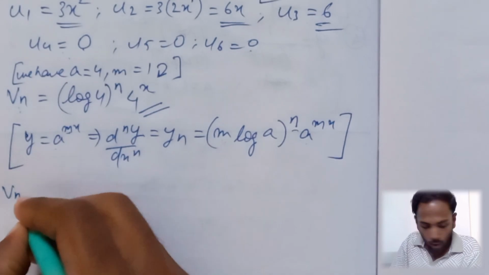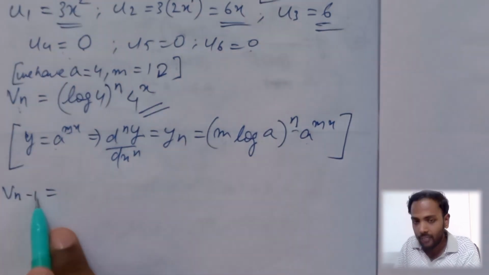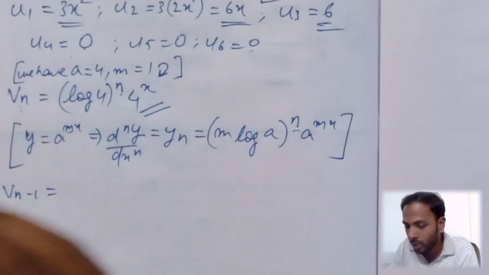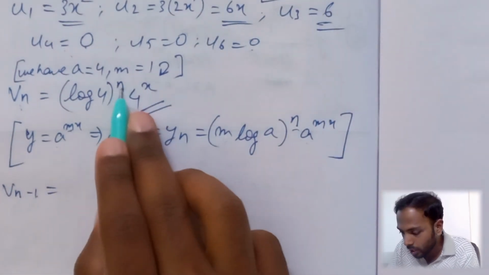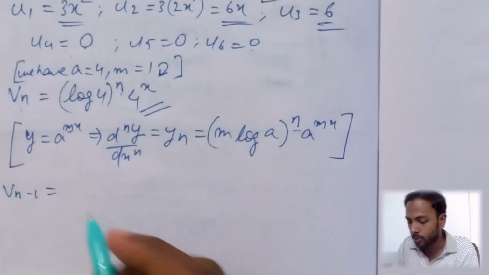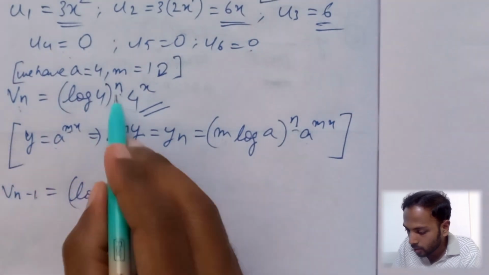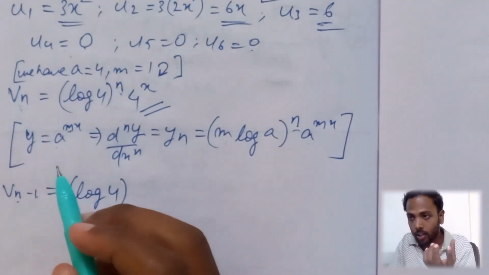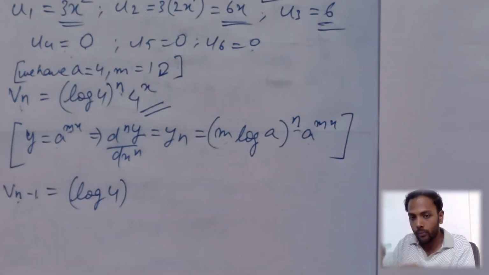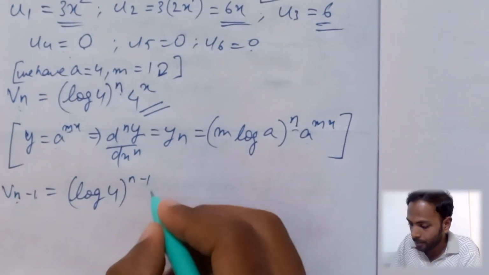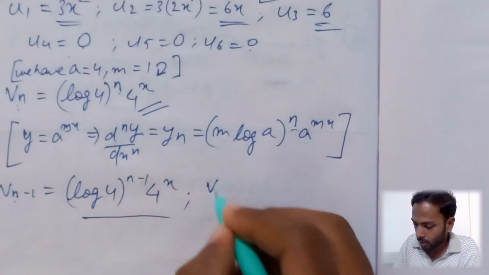Quickly let us find Vn minus 1. How to find Vn minus 1? If you know Vn, finding Vn minus 1 is not a big deal. Wherever you see n, put n minus 1. If you want to find Vn minus 2, wherever you see n in the Vn, put n minus 2. Log 4 to the power, what did I say? In place of n, put whatever your desired order derivative is. In this case, it is the n minus 1th order of V. So in place of n, I'm putting n minus 1. So 4 into x power n. So this will be Vn minus 1.